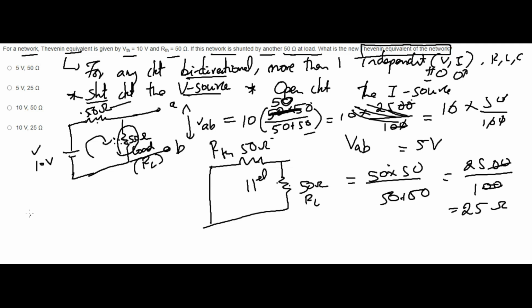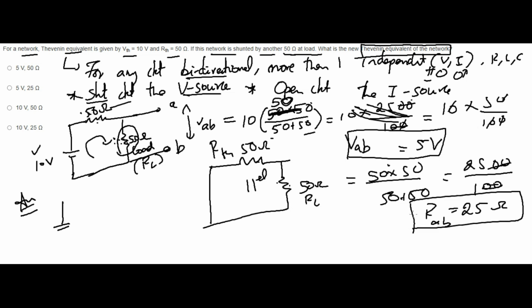Now they have asked for the Thevenin equivalent of the network, so I redraw the answer. Look here: the voltage source is 5 volt, and RAB is 25 ohm. This is A, and this one is B. So the answer is 5 volt and 25 ohm.